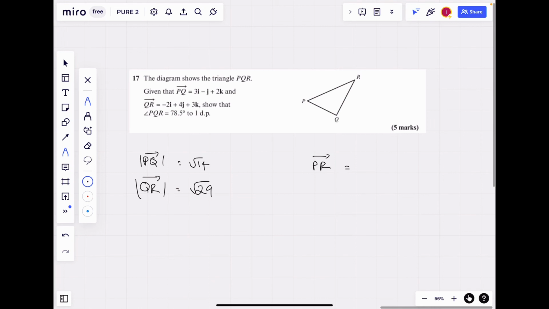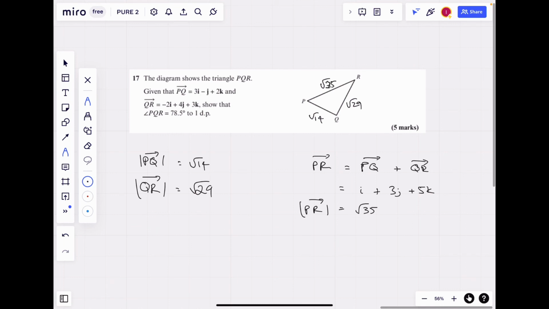Because you have PQ and QR, you can also work out PR. To work out PR, you would do PQ plus QR. So 3i plus minus 2i is just i. Minus j plus 4j is 3j. 2k plus 3k is 5k. So the magnitude of PR would be the square root of 1 squared plus 3 squared plus 5 squared. So root 35. Okay, so PQ, root 14, QR, root 29, PR, root 35.